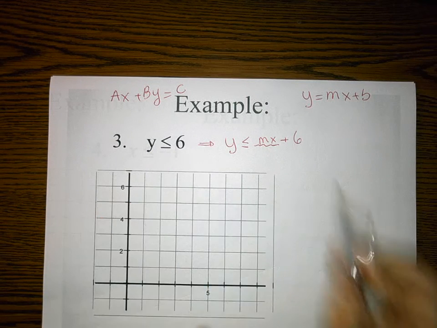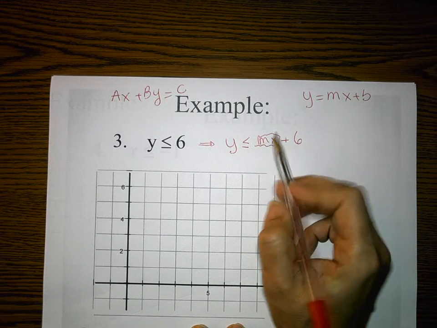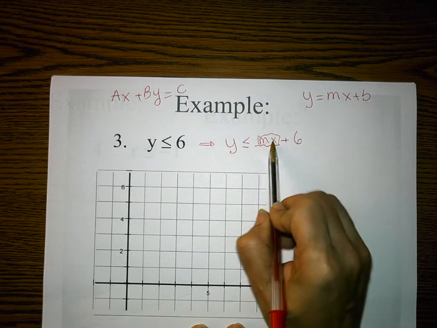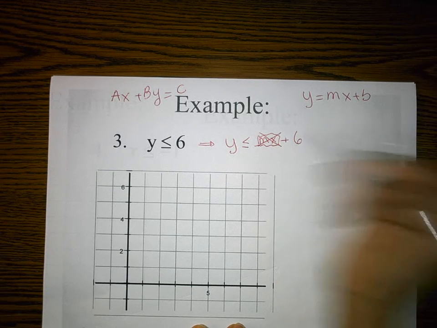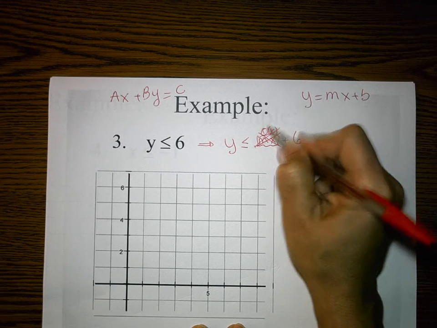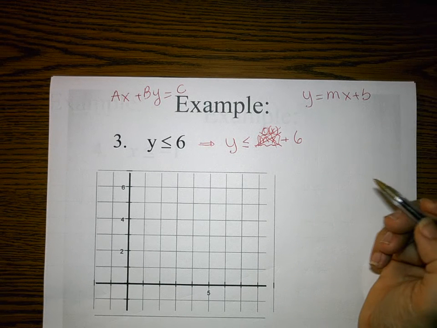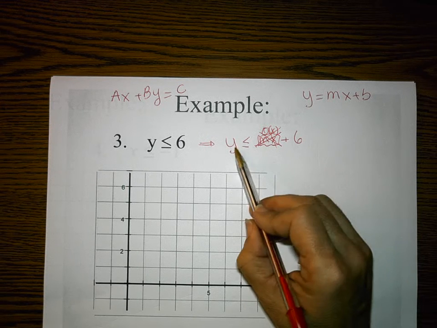So if I'm missing this mx, that means that it was a 0, okay? The slope must have been 0 times x. That's what it was, because 0 times x is 0, so it disappears, okay? 0 times x is 0, so it's gone. And most students just memorize that this is a horizontal line. The y-intercept is 6, okay?